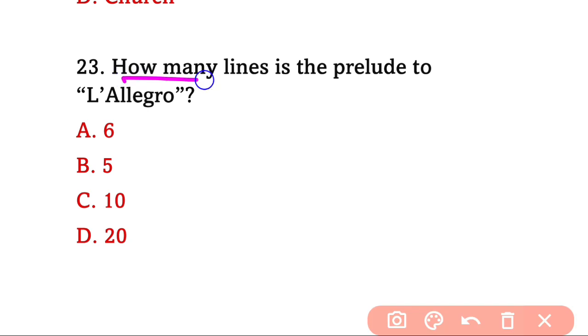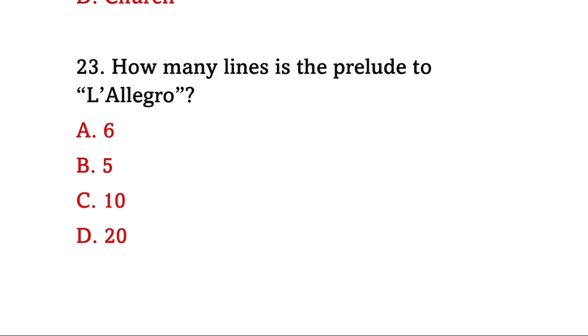Next question, question number 23. How many lines is the prelude to L'Allegro? 6, 5, 10, 20. What will be the answer? The answer will be 10. Option C is correct.